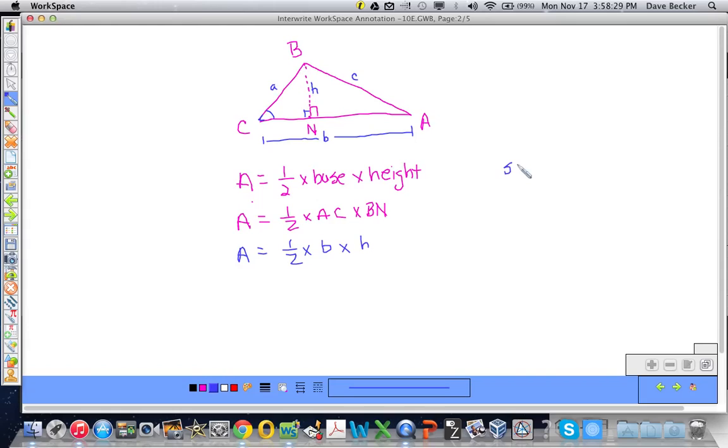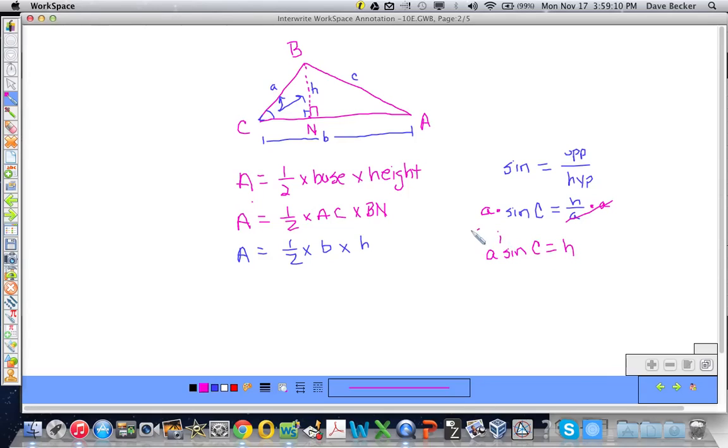So you all know that sine is equal to opposite over hypotenuse, which means that the sine of angle C is equal to, in this case, H over A, the opposite side over the hypotenuse, which is opposite the right angle. So to solve for H, I'm going to multiply both sides by A, and the A's cancel. And so I have A sine C is equal to H.